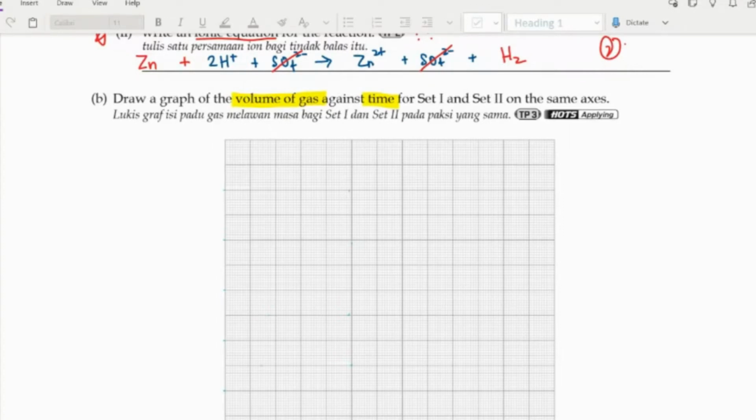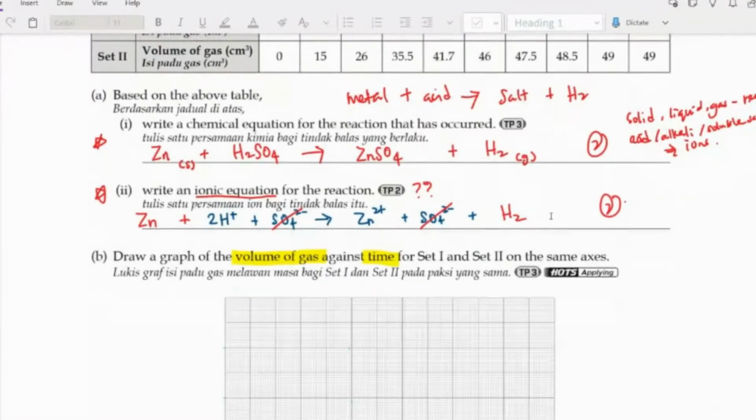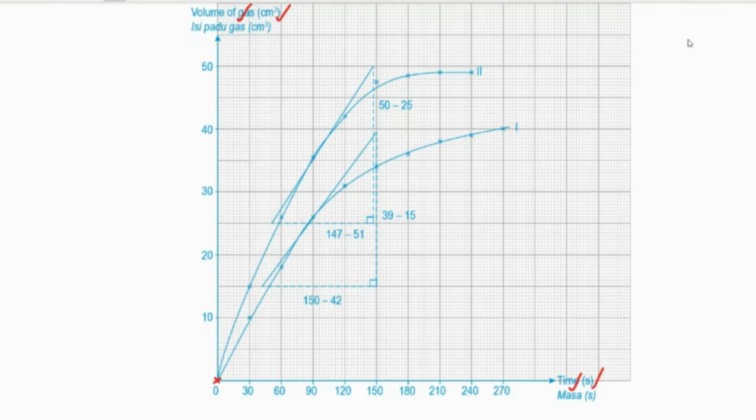Okay, so class, first we look into this graph. Have you drawn the graph here? Yes or no? If you haven't, I will give you some time to draw it. If already, then we can discuss together. So you draw a smooth curve like this, set 1 and set 2.